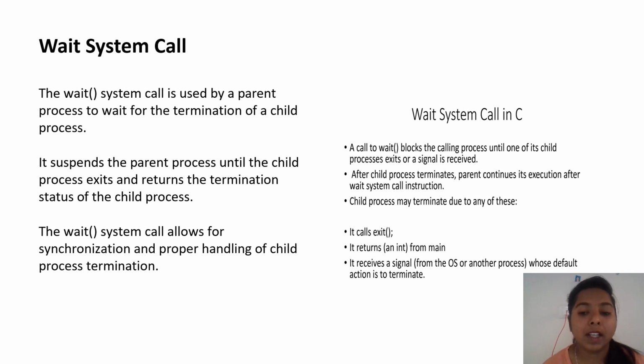A child process may terminate due to any of these: it calls exit, it returns from main, it receives a signal from the OS or another process, or a different action that terminates it.